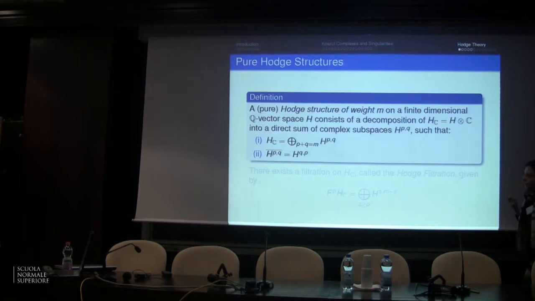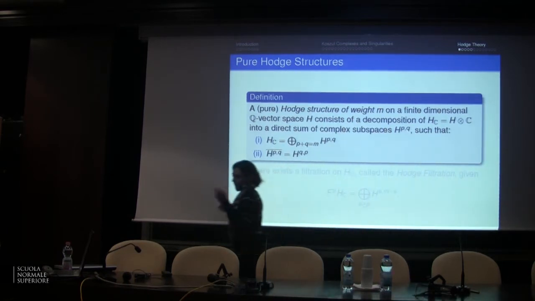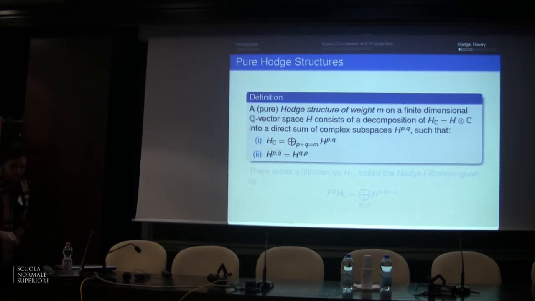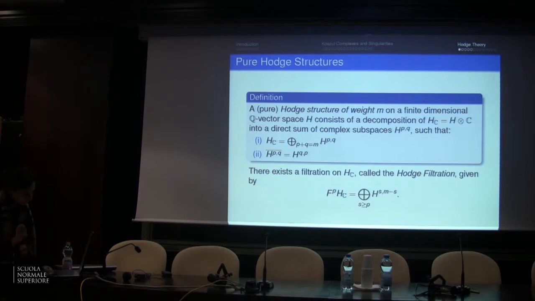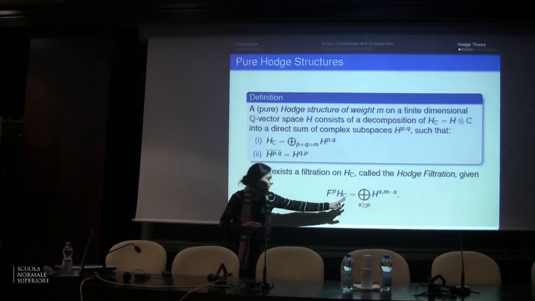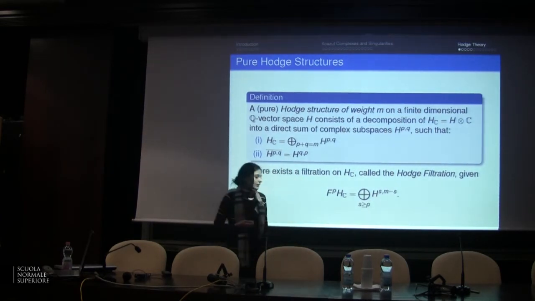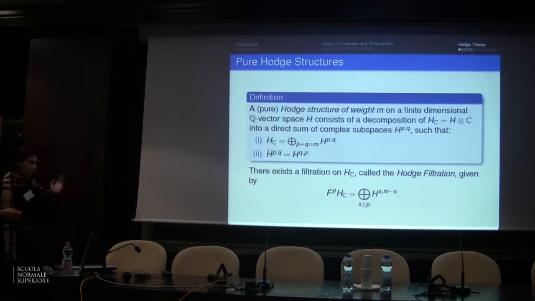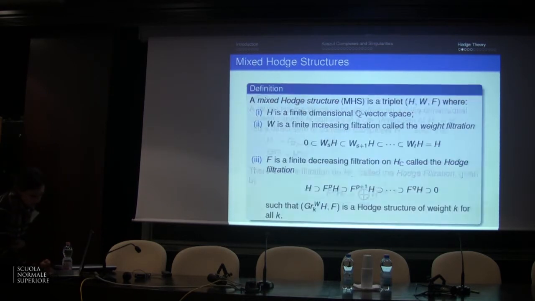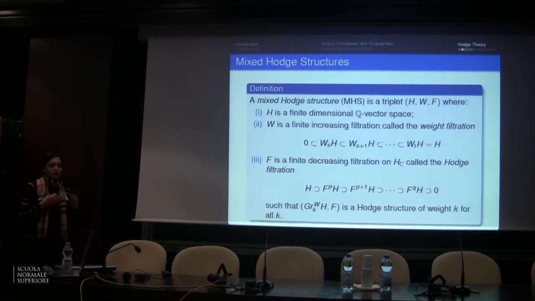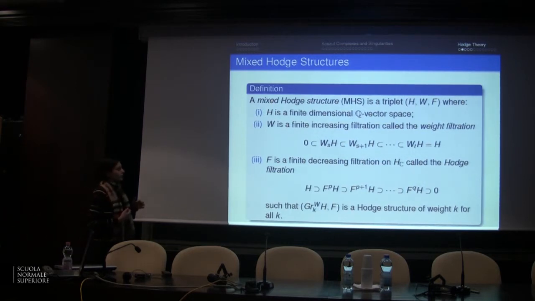This Hodge structure can be defined on projective and smooth varieties. And we have also a filtration on H_C given by F^p H_C equals the direct sum of H^{s,m-s} for s greater or equal to p. So this is a decreasing filtration. This is the pure Hodge structure. And then in 1970, Deligne generalized the pure Hodge structure to mixed Hodge structure, and it applies to quasi-projective varieties, and we will see it later in the next theorem.